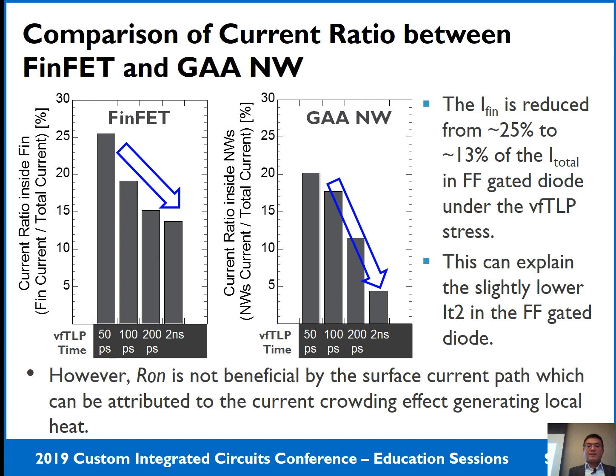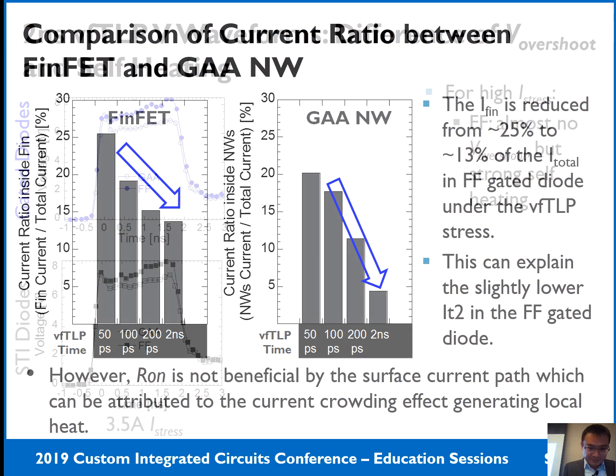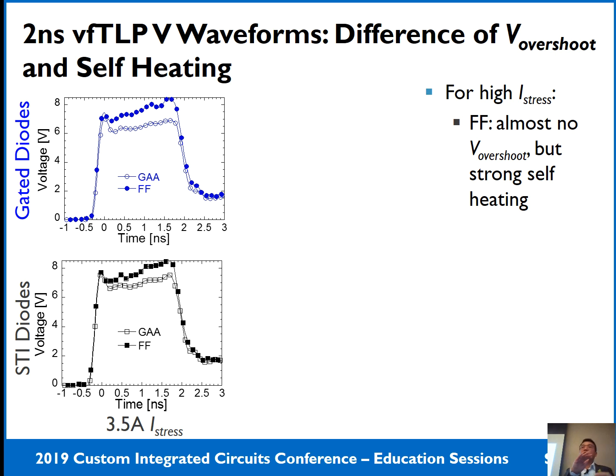But then the RON does not really benefit from this surface current path. Why? Because if the current is crowding at the surface, it will induce the self-heating issue, as I mentioned. So the self-heating issue will be more pronounced in the FinFET gate diode compared with the gate-all-around gate diode.